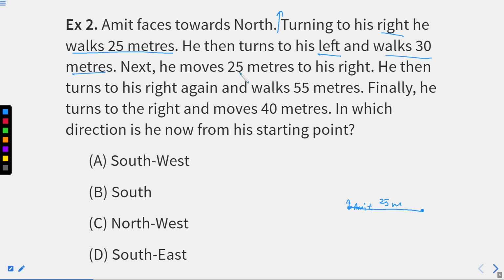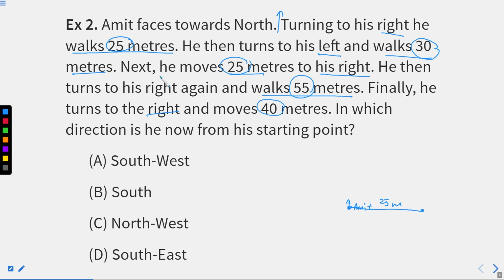Next, he moved 25 meters to his right. He then finally turned to his right again and walked 55 meters, right? So you can easily mark all the distances. First 25 meters, second 30 meters, then again 25 meters. Then on his right, he walked 55 meters, and finally he turned to his right and moved 40 meters.